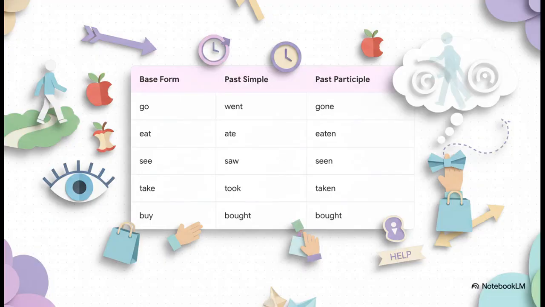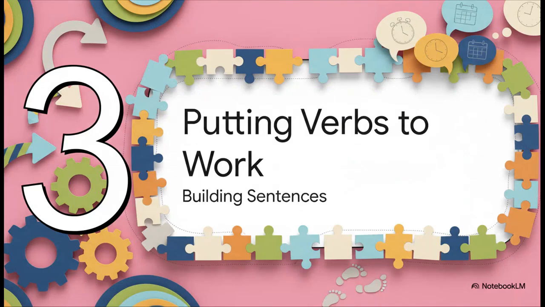So let's break down this toolkit. First, you've got the base form. That's just the basic dictionary version of the verb, go or eat. Then in the middle is the past simple for actions that are completely finished, went, ate. And finally, you have the past participle. This one is special. It loves to team up with helper verbs to create more complex tenses, giving us gone or eaten. Okay, so why do we even need these three forms? Well, think of them like Lego bricks for building our sentences. Let's see how they actually click together to build different ideas.